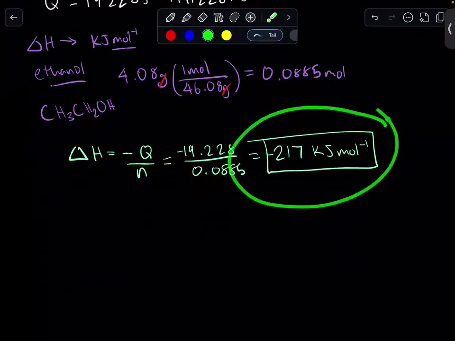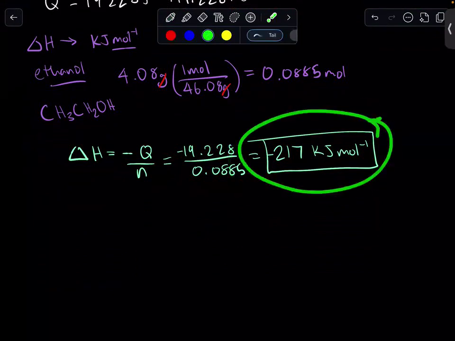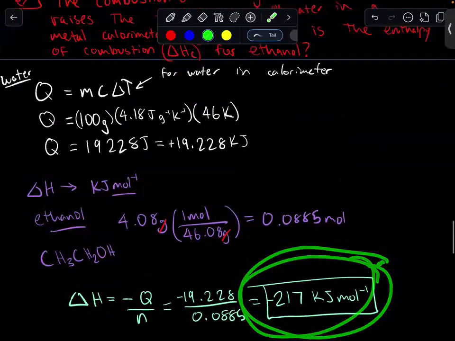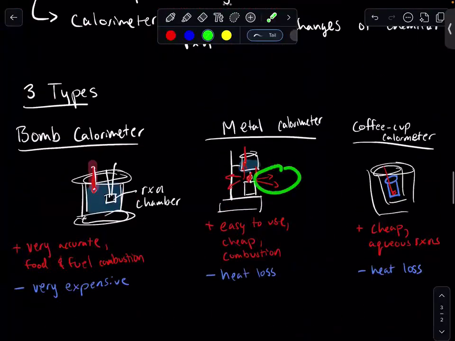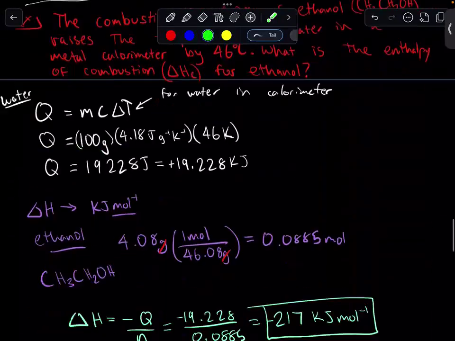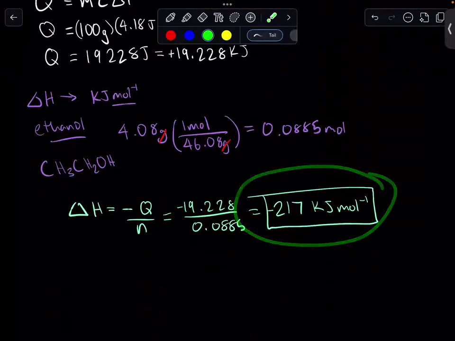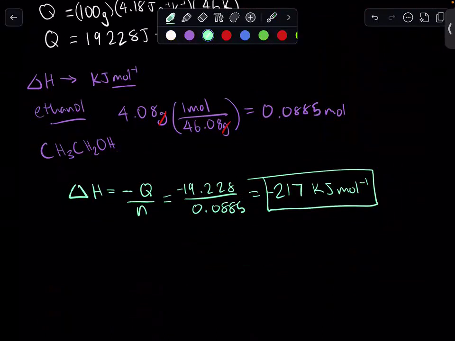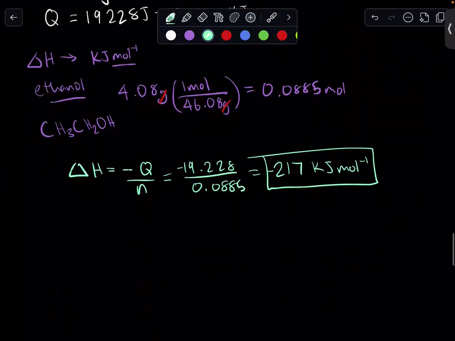Now, one thing the DP will ask you is, is this value higher or lower than you expect? And the truth is, this is not going to be the correct value because we have so much heat loss out of our system that our Q is likely way lower than it should be, meaning that the magnitude of this value is lower than it should be. It should be negative 3,400 or 3,500 maybe, even more or less. So you can get these values actually in your data booklet, but when the DP asks you to do the math, you're going to have to do the math.